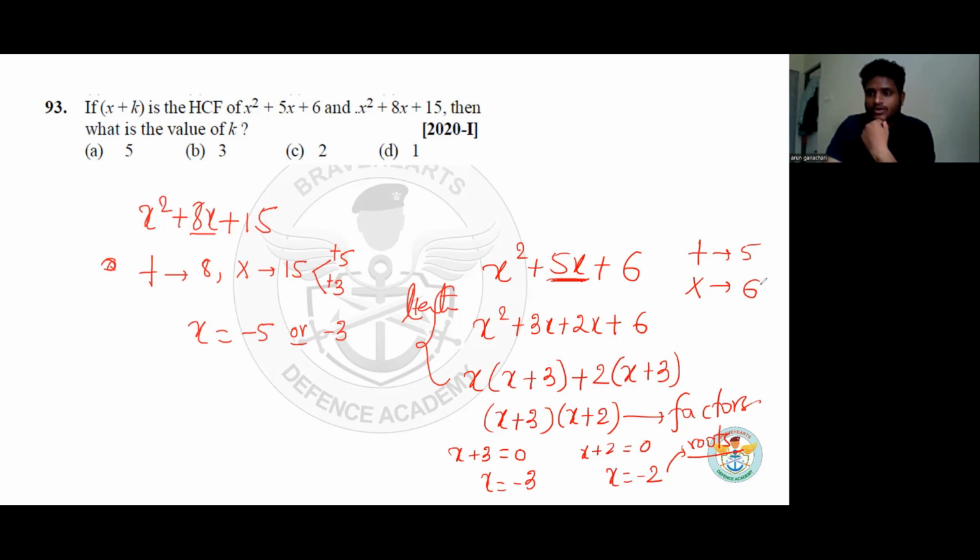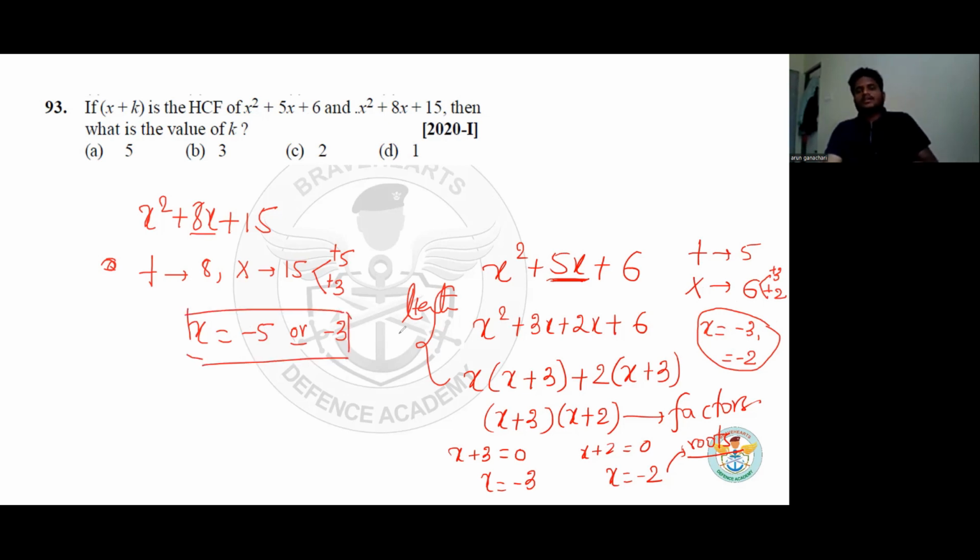So my roots were what? My roots were 3 into 2, plus 3 and plus 2. So my roots will be the negative of that. What is the negative of plus 3? It will be minus 3. And what is the negative of plus 2? It will be minus 2. So my roots are minus 3 and minus 2. Similarly, we can find it as minus 5 and minus 3 for this given equation. Getting this?